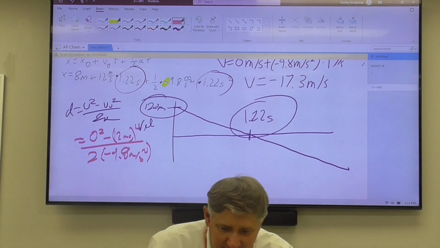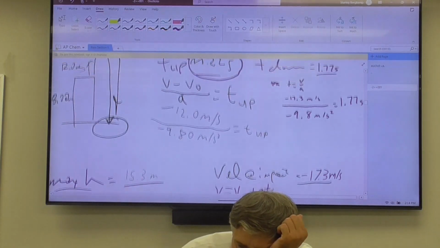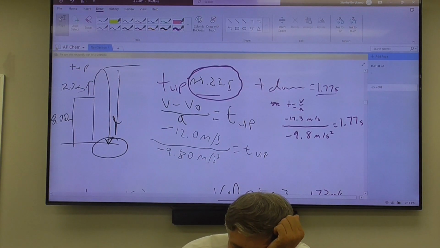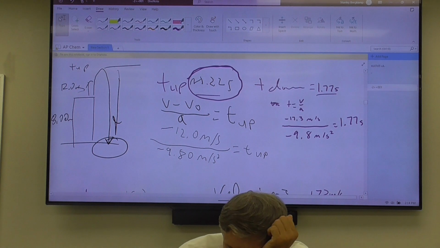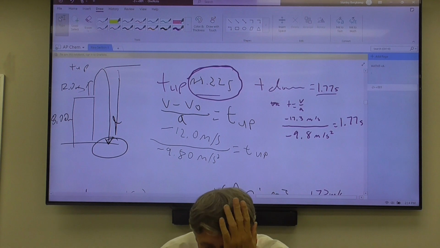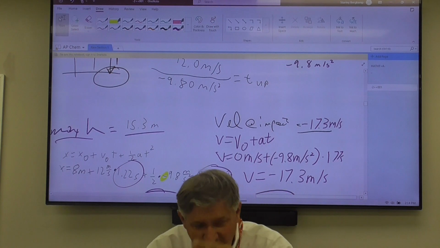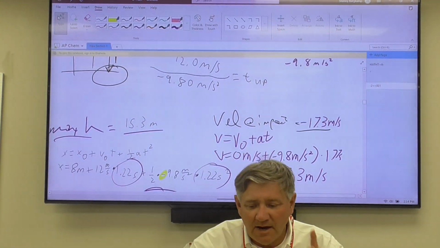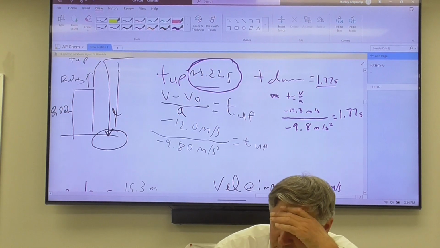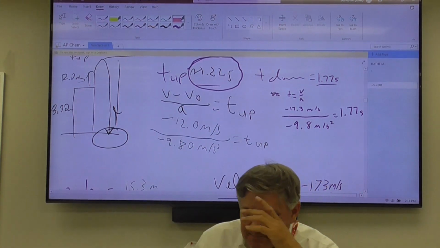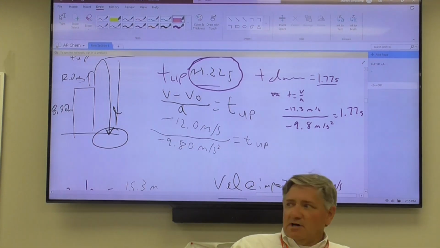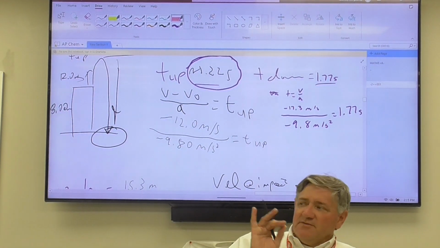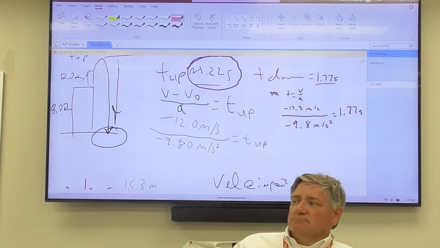Now, time down. Cindy, you did this one? Yes. Okay. Now, she used the velocity at impact. Okay? And that's cool. Now, there's a couple of things that I would tweak. Time equals v minus a, that equation does not exist. That v over a is not an equation.